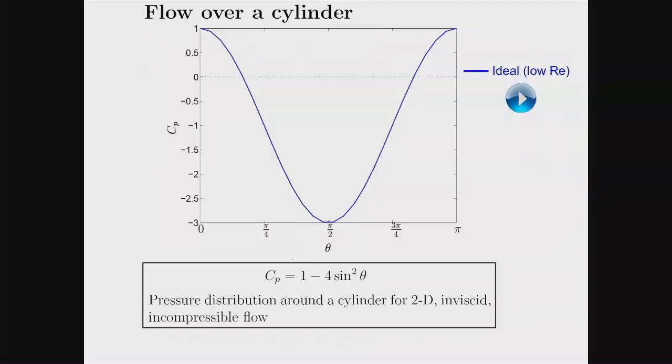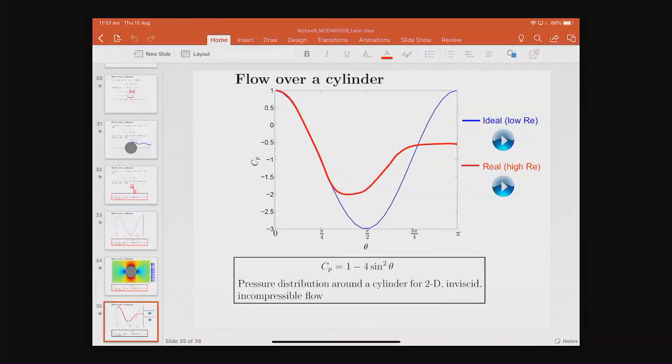This pressure coefficient is of an ideal flow. Which one is it? It's this one. So we have no flow separation. You can see that the streamlines depart and then join back together, and that is for an ideal flow.